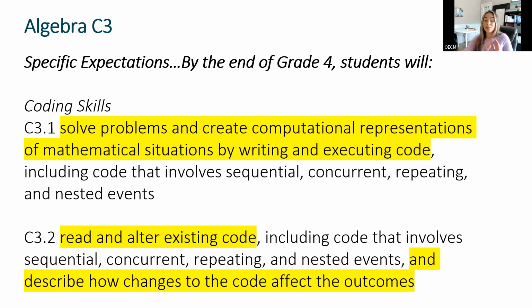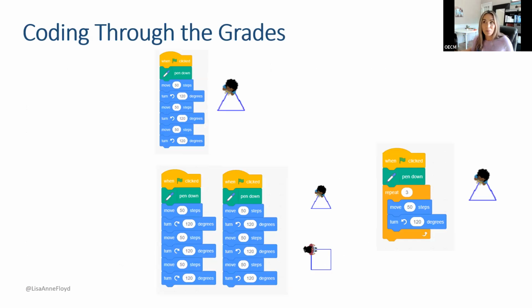That second expectation is my favorite: reading and altering existing code. You don't always have to have students starting from scratch. You can have them share a link and alter the code, or you can do a screen print of code, which I think works really well for assessment purposes. Then they can predict what will happen when they click that green flag. There's some powerful learning that can happen when you're doing that, really focusing on inquiry and thinking skills when we're predicting what's going to happen when you run the code.